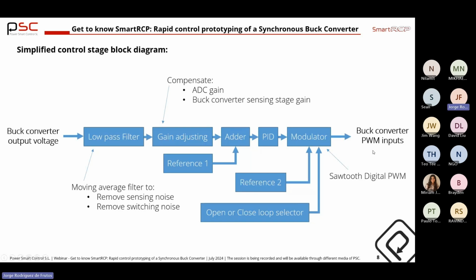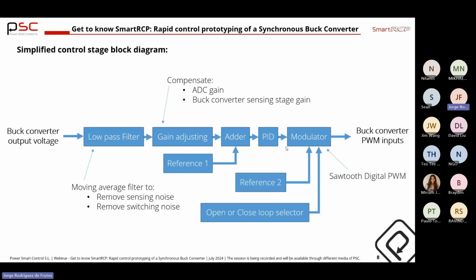The low-pass filter is going to implement a moving average filter in order to remove the sensing noise and also the switching noise. Gain adjusting is going to compensate the ADC gain, the analog to digital converter gain, and also the sensing stage embedded in the buck converter demo board. This gain has a factor of 2, so we are going to compensate that as well. Parameters of the PID can be modified in real time with the console we provide. We will see that in a minute.